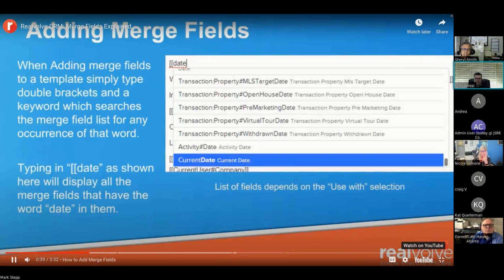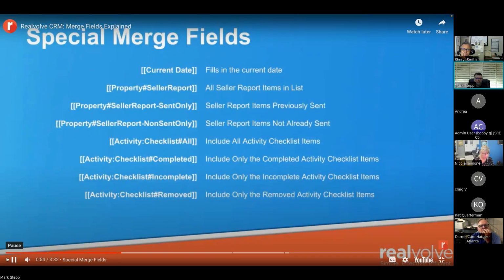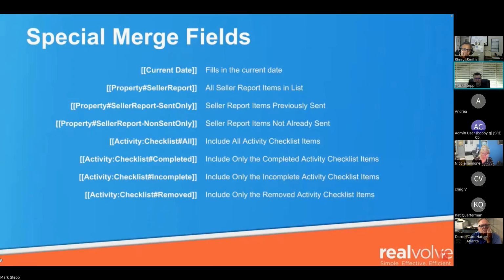When adding merge fields to a template, simply type in double brackets and a keyword, which searches the merge field for any occurrence of that word. In this case, we're typing in bracket, bracket, date, and this will show any of the merge fields in the list that have the word date in them. We do have some special merge fields. Current date is one of those special fields. It doesn't come from the database, but it fills in with today's current date.